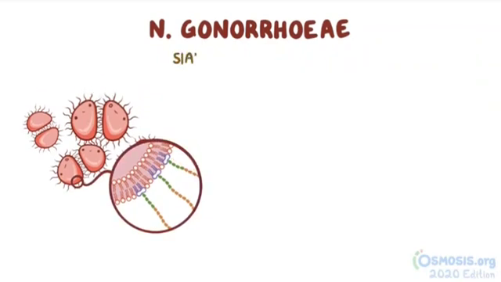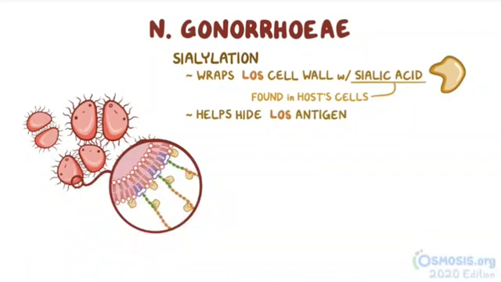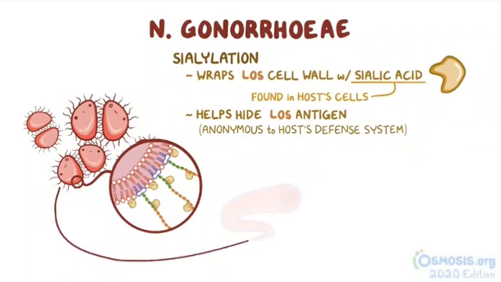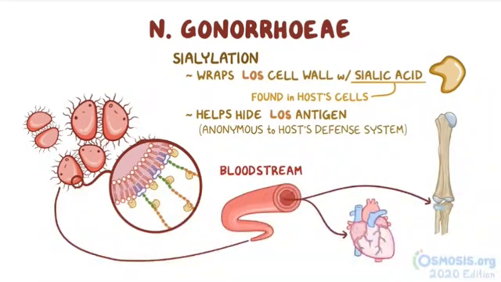And one final virulence factor of N. gonorrhoeae is its ability to do sialylation, a process by which N. gonorrhoeae wraps its LOS cell wall with sialic acid, the same molecule initially found in the host cells. This helps bacteria to hide its LOS antigen, making itself anonymous to the host defense mechanism, like camouflage. As if it wasn't enough, N. gonorrhoeae can spread from the bloodstream to other parts of the body, like the joints or the heart.